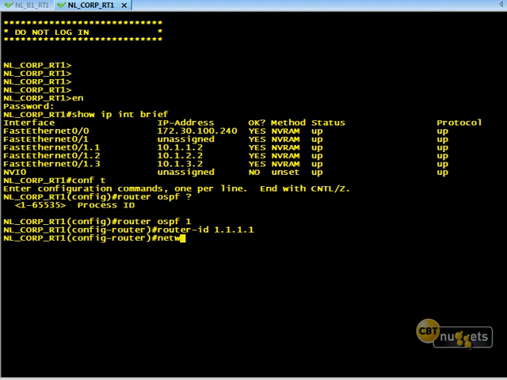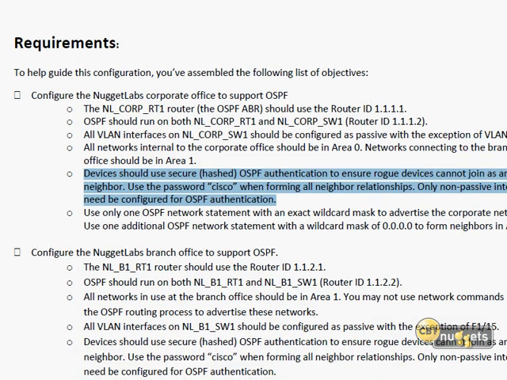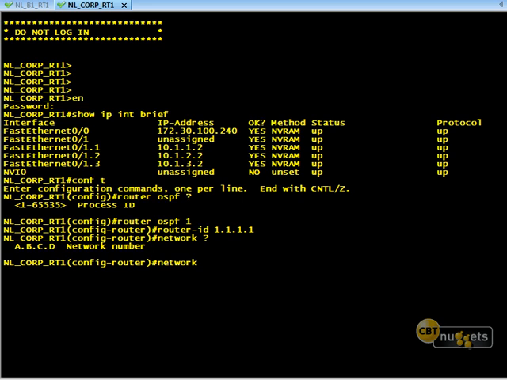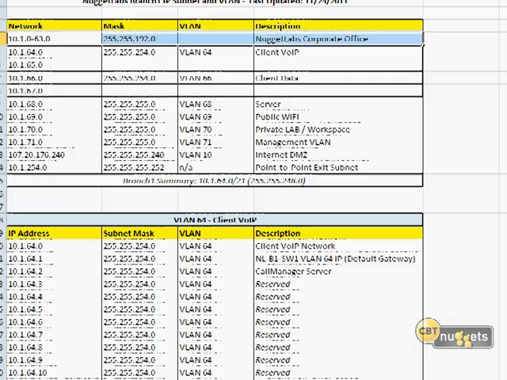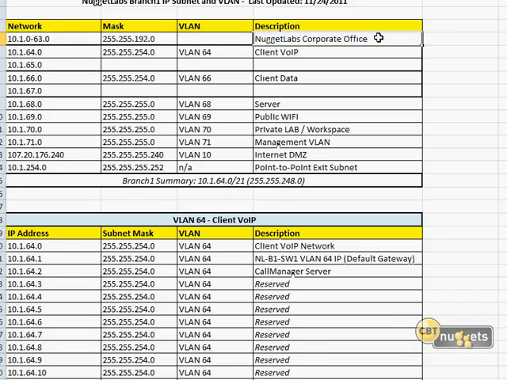So I'm going to do network. It says, okay, what is the network number? When I think of it, where it's saying right here, use an exact wildcard mask to advertise the corporate networks, I'm thinking of one that matches exactly the summary route that represents the corporate office. So the way that we do that is I look at that summary mask.